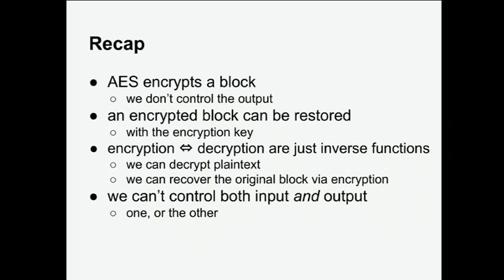So to recap the part on crypto, really simple stuff. AES encrypts a block, and we don't control the output. The encrypted block can be restored with the right encryption key. Encryption and decryption are just inverse functions. We can decrypt plain text, and we can recover the original block via encryption. But we cannot control both, one or the other.